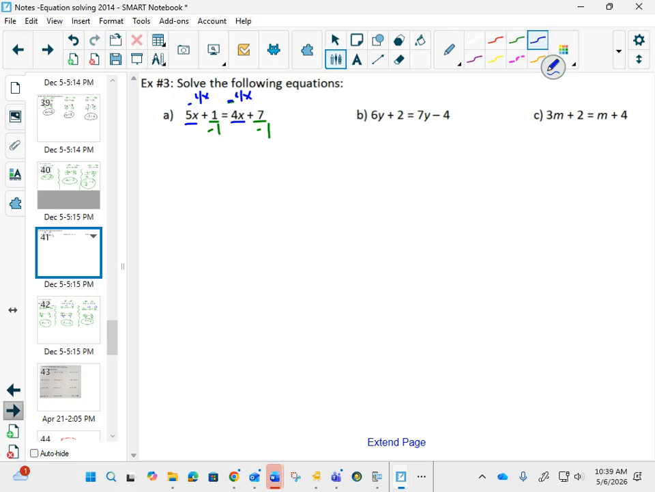What is the result? 5x minus 4x gives me x. 1 minus 1 goes away. 4x minus 4x goes away. And 7 minus 1 is 6. So combining our like terms, we don't even have to do any more work. We've already solved it.